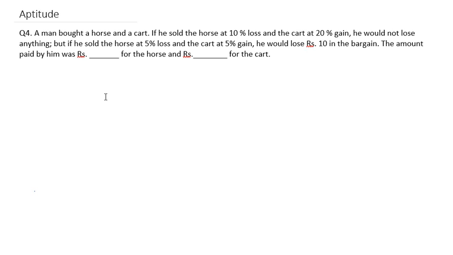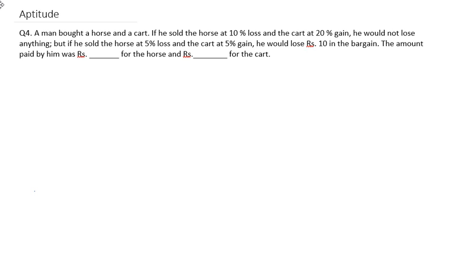Next question. A man bought a horse and a cart. If he sold the horse at 10% loss and the cart at 20% gain, he would not lose anything. But if he sold the horse at 5% loss and the cart at 5% gain, he would lose 10 rupees in the bargain. The amount paid by him was rupees dash for the horse and rupees dash for the cart. How much rupees did he pay for the horse and cart?